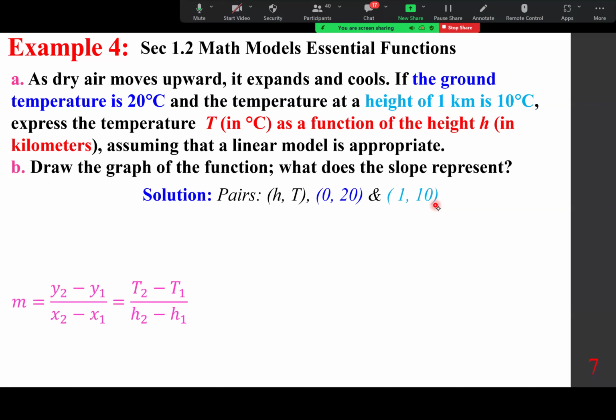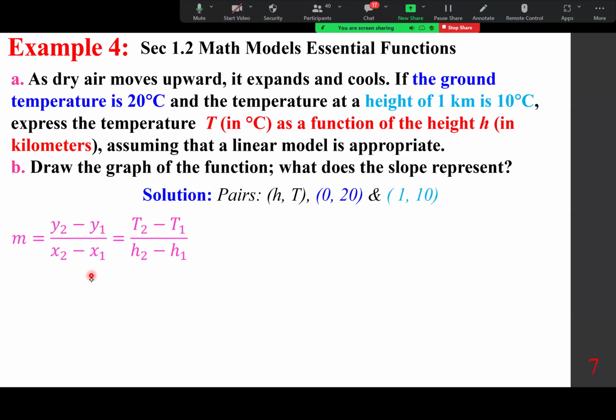m equals y sub 2 minus y sub 1 over x sub 2 minus x sub 1. Everybody remembers the slope, the equation for the slope. And for here, we're going to put t sub 2 minus t sub 1 over h sub 2 minus h sub 1. I wrote this formula to remind you of the formula we normally use. And I'm writing this formula because we are using different variables. If it helps, let's say this is x, this is y, and then work on it and then put them back.